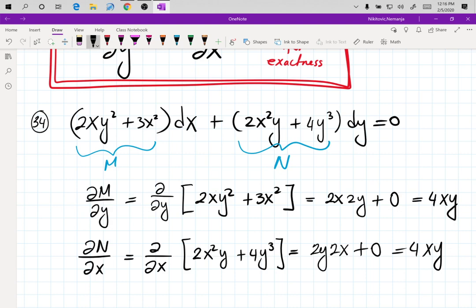Sounds good? So we're all cool with the condition. This has to be your first part. So, on the exam, part A, is this exact equation? You crank these two lines. Part B, if it is exact equation, solve the equation.